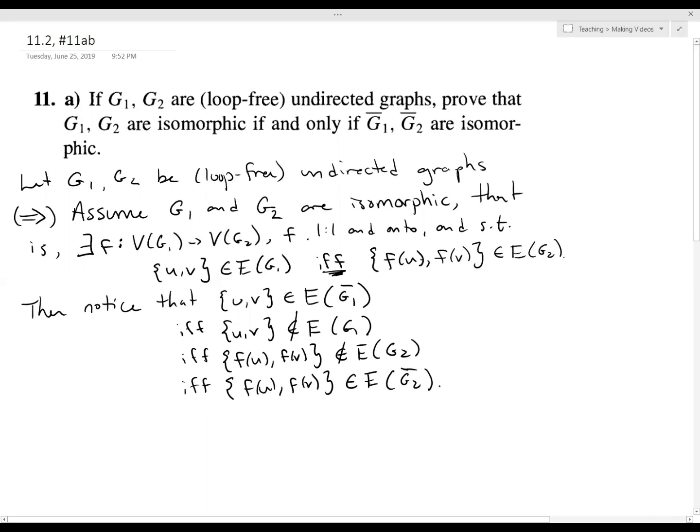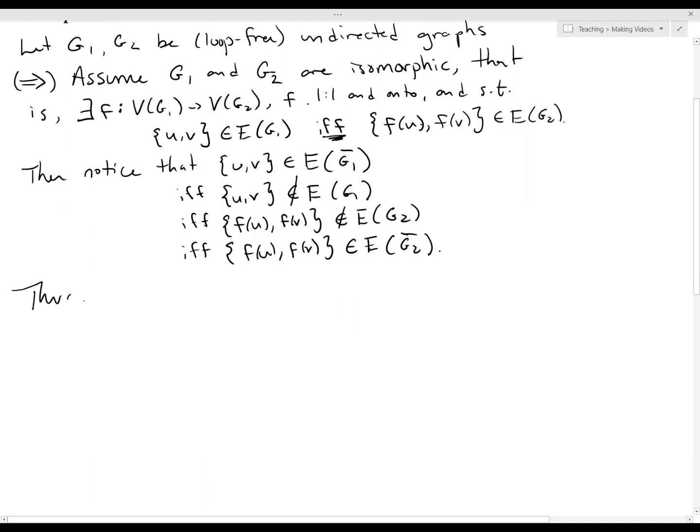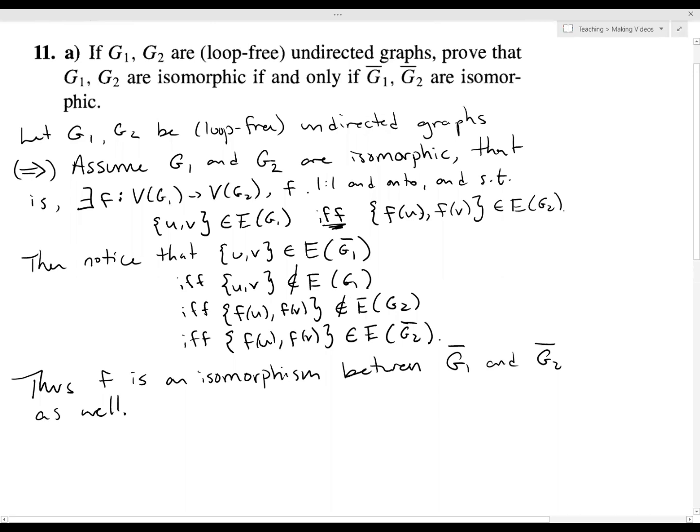And look what I've got there. UV is an edge in G1 bar if and only if F of U, F of V is an edge in G2 bar. Thus, what I've shown is that F is an isomorphism between G1 bar and G2 bar as well. There you go. Then G1 bar and G2 bar must be isomorphic as well. Now here's the thing, the other direction is exactly the same.